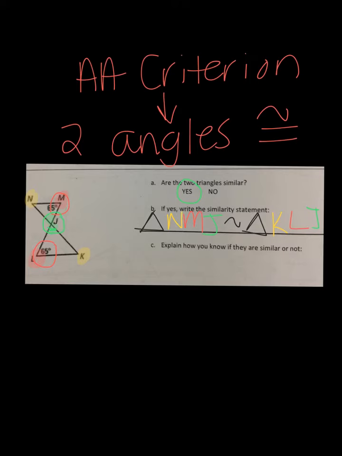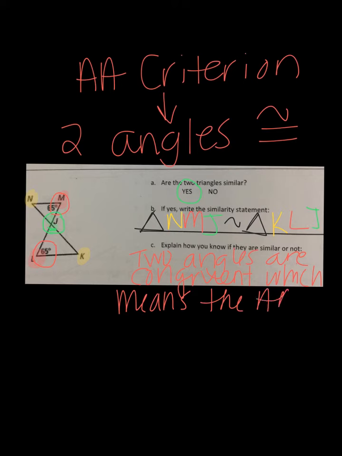So I know that they're similar because two angles are congruent, which means the AA criterion works. I added an extra I in there.